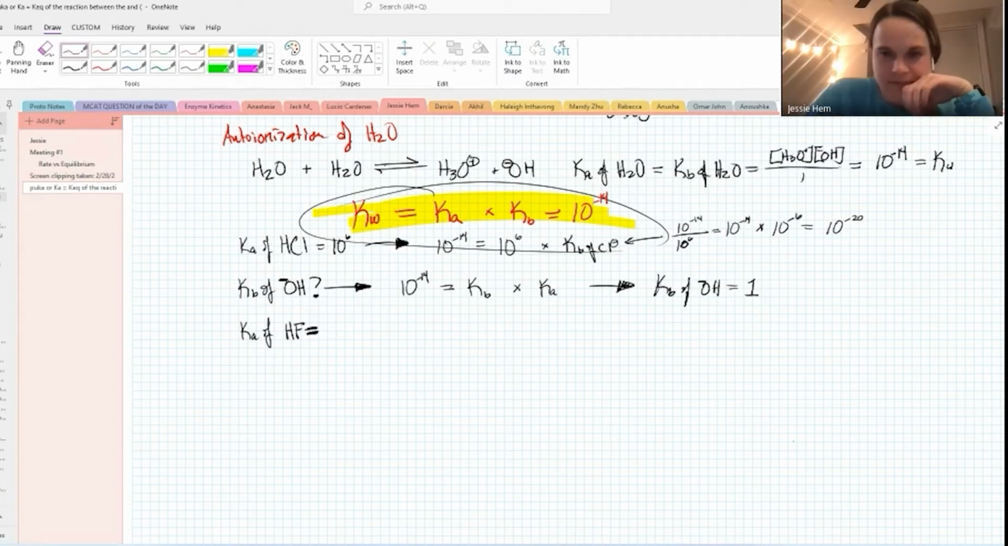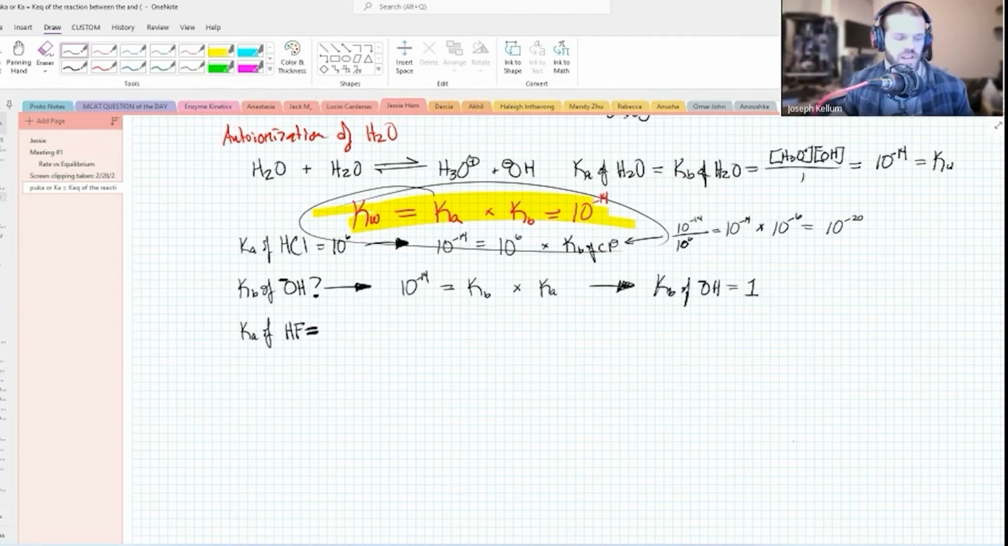Yeah. Because when you're determining how strong an acid is, the only question you need to ask yourself is, how stable is the conjugate base? If the conjugate base is really stable, then it's a strong acid. If it's not, then it's not a strong acid.